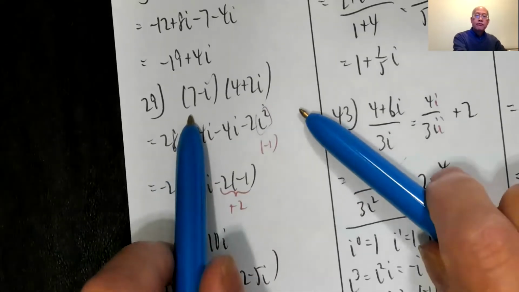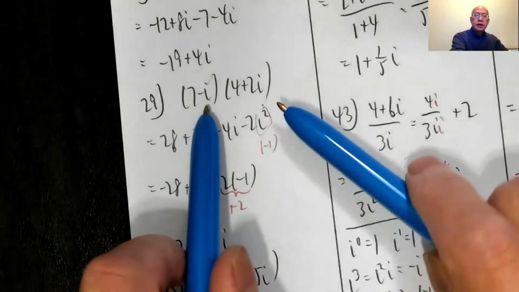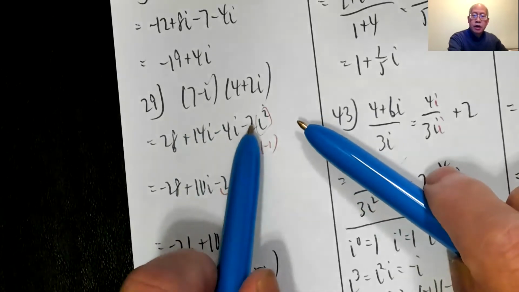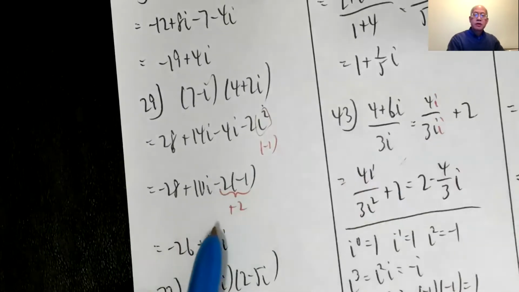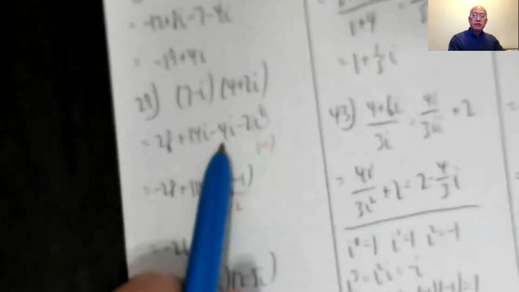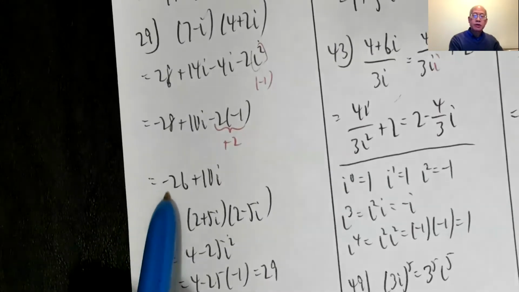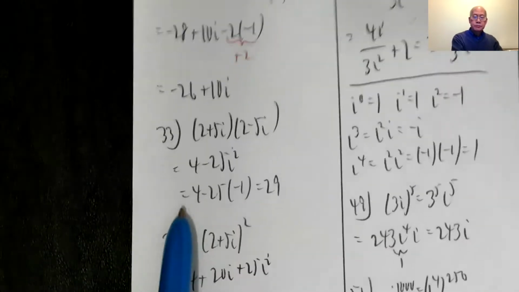29, multiply, it looks like FOIL. First 28, outer 14i, inner -4i. Last is -2i squared. i squared is -1, so that's -2 times -1, which is a +2. 14i minus 4i, 10i. So the final answer is -26 plus 10i.